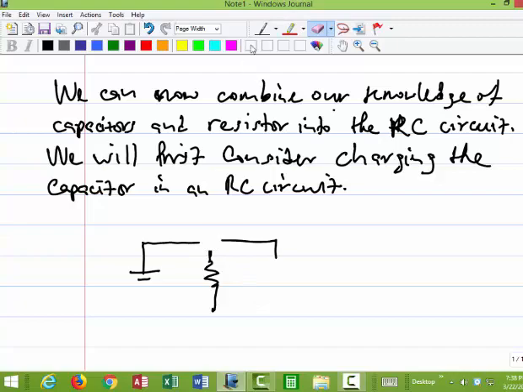Let me set this up here. So there's going to be a switch. This will be for discharge. Let me put it in the middle. So let's say this is the battery. The battery has, we can put EMF in there. This is R and that is C.